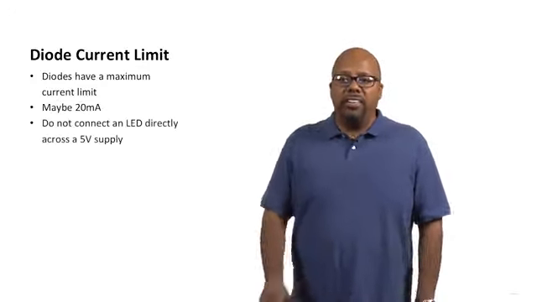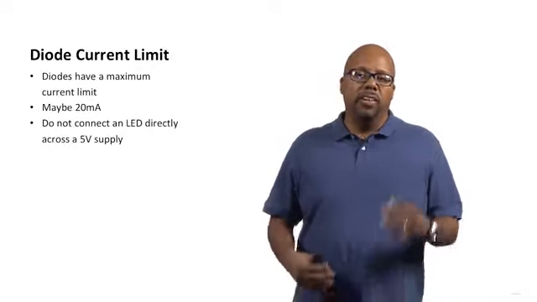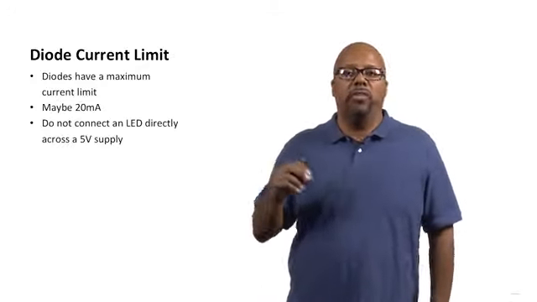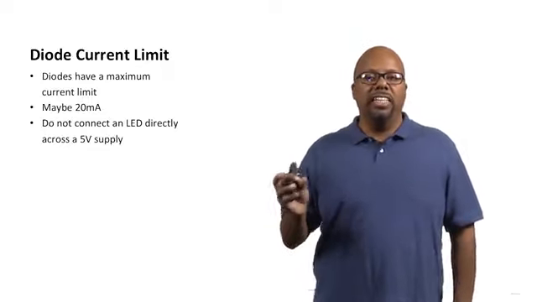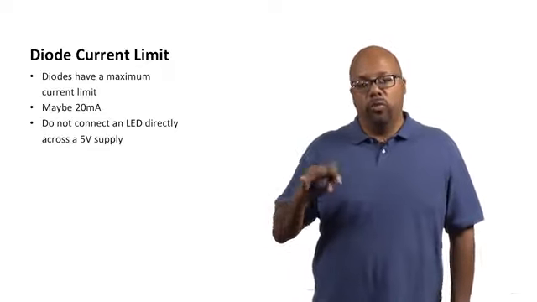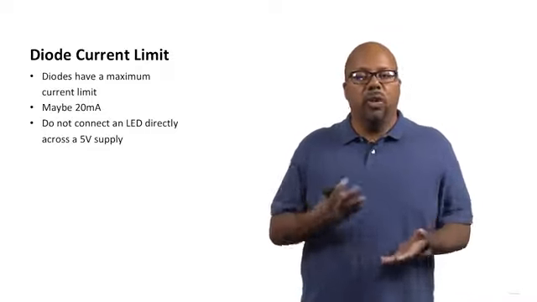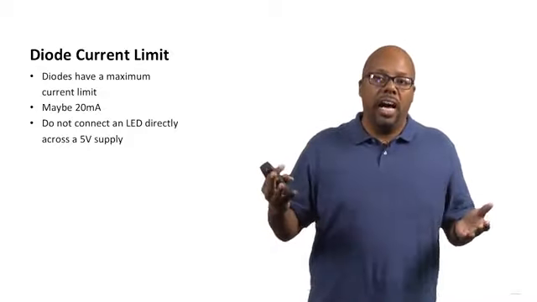So do not connect an LED directly across a 5-volt supply. What I mean by that is, there's the anode and the cathode. If you take the anode wired directly to 5 volts, the cathode wired directly to ground, you'll have a circuit, and current will flow. But a lot of current will flow, because that LED has very little resistance when it's on. Very little resistance. And remember, V equals IR, so I equals V over R, and the resistance is low, so I will be very high.